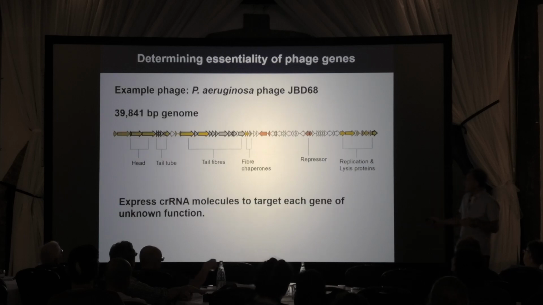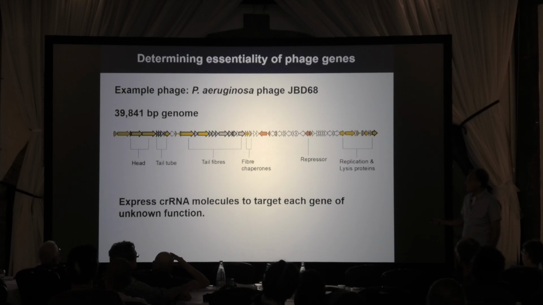Just give you an example first of what genome we use. This is just a phage that we isolated in the lab quite a few years ago called JBD68. And it's a fairly small genome, and we did bioinformatics on it. This just shows the white open reading frames are all genes of unknown function, and this is a temperate phage, with genes required for the lysogen and a few others. So there are a lot of genes of unknown function.